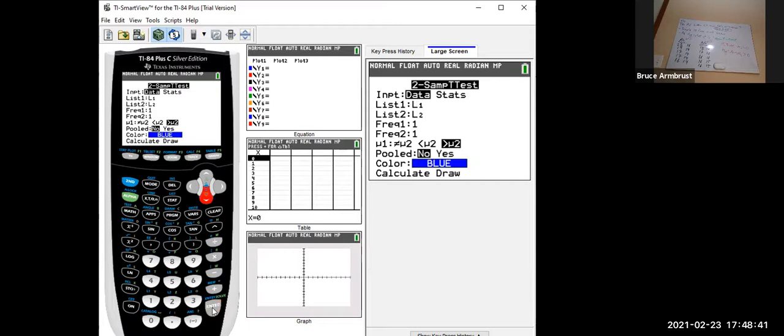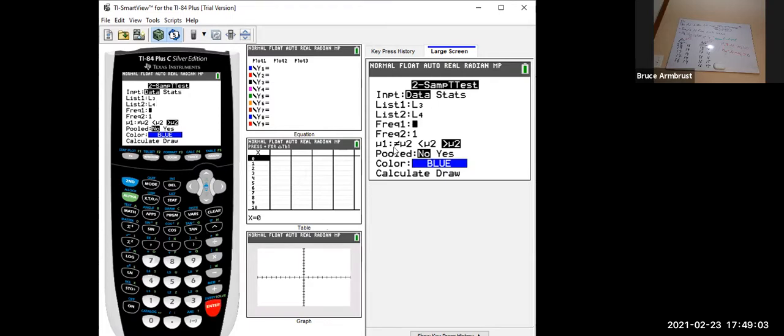So I need list 3 and list 4. Again, if you don't remember, those are little secondary buttons. So you do second L3, and then second L4. It's really nice because you can put all kinds of data in there and hold on to them.